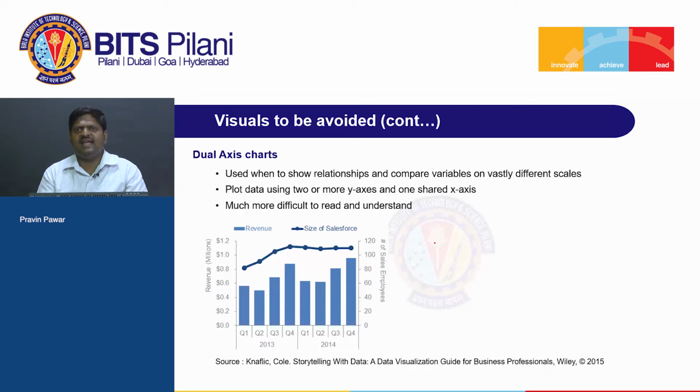If that secondary y-axis is not present, what will happen if I want to showcase these two metrics, the revenue and the size of the sales force? If you see the scale of the y-axis, the revenue goes from 0 to 1.2 million, whereas the size of the sales force is very small compared to the revenue.